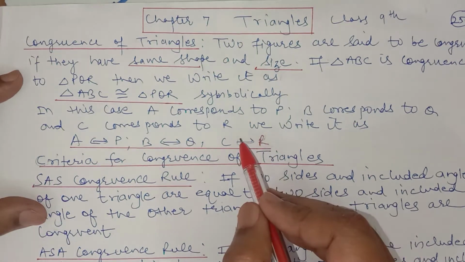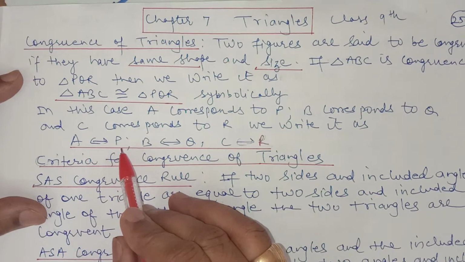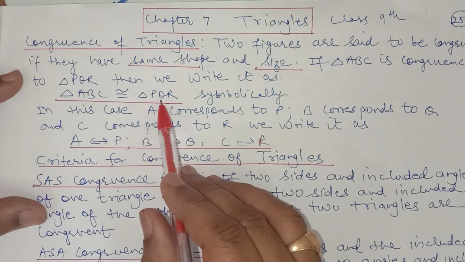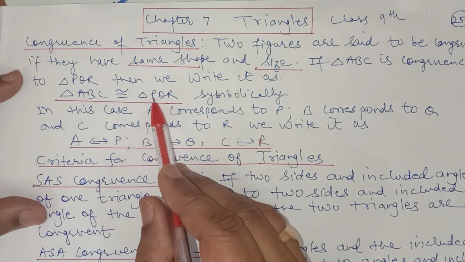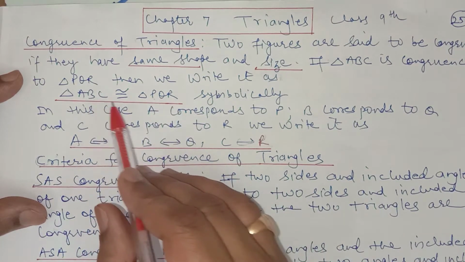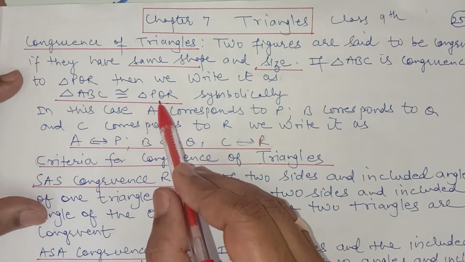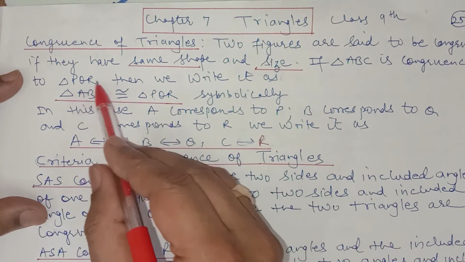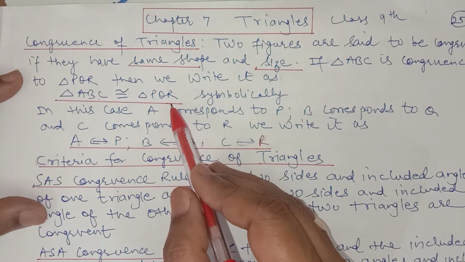Now, if two figures are congruent, then their corresponding parts will be equal. So, if triangle ABC is congruent to triangle PQR, then their corresponding parts, that is angle A will be equal to angle P, angle B will be equal to angle Q, and angle C will be equal to angle R. And the sides, side AB will be equal to PQ, side BC will be equal to side QR, and AC will be equal to side PR if they are congruent.